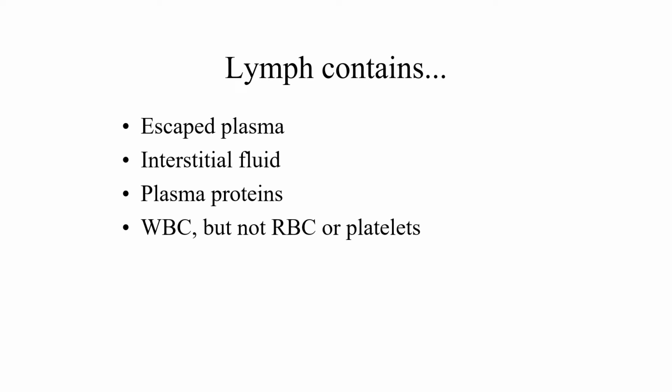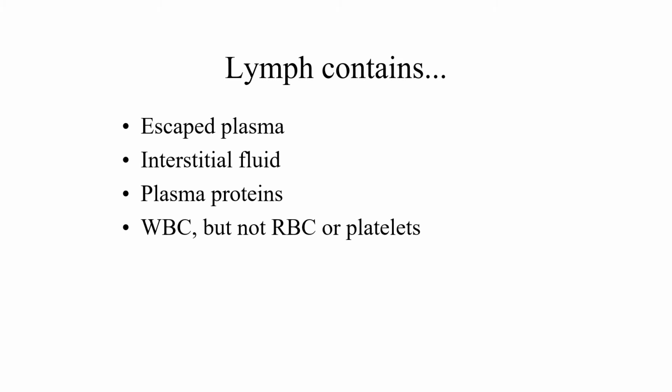So the term lymph means that we have a type of fluid that includes escaped blood plasma. We also see excess interstitial fluid in the lymph. We also may find plasma proteins that escaped with the blood plasma into the interstitial space. And we may find white blood cells, but we should not be finding red blood cells or platelets in our lymph.